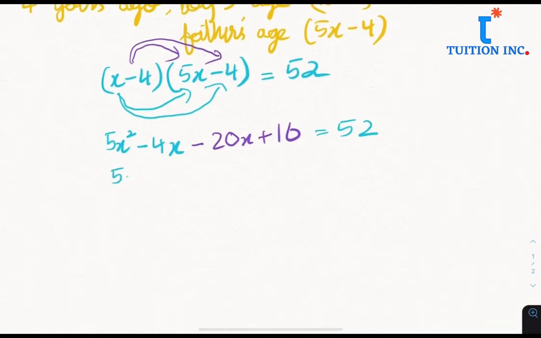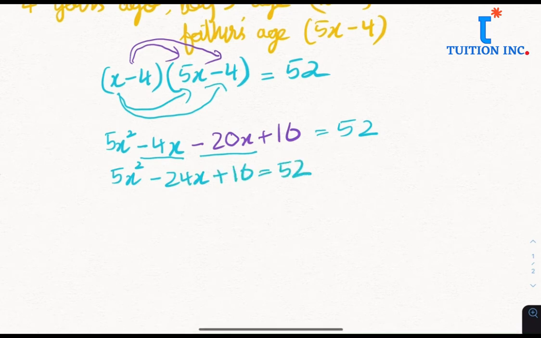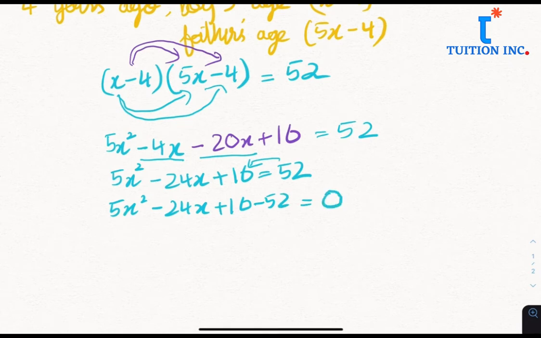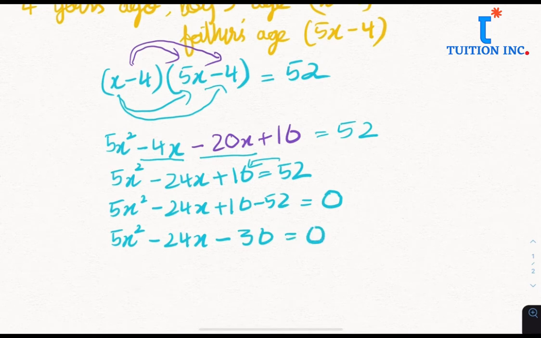Now simplifying the equation, we have 5x squared, this minus 4x and minus 20x adds up to get minus 24x plus 16, which equals 52. Now bringing 52 on the left hand side, we have 5x squared minus 24x plus 16 minus 52 equals 0. So plus 16 and minus 52, we get minus 36. So 5x squared minus 24x minus 36 equals 0.